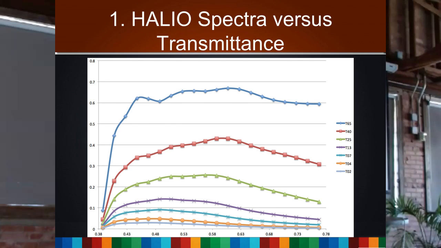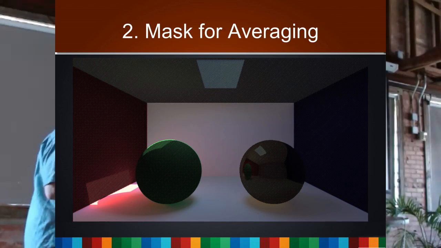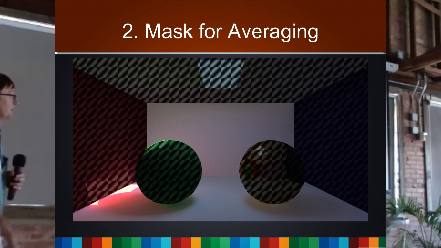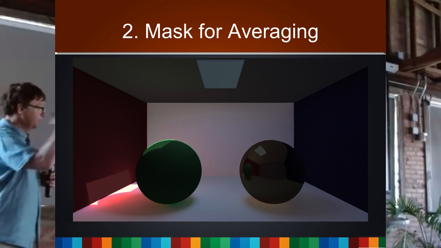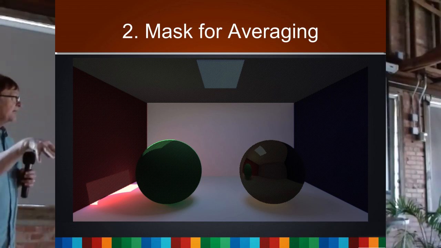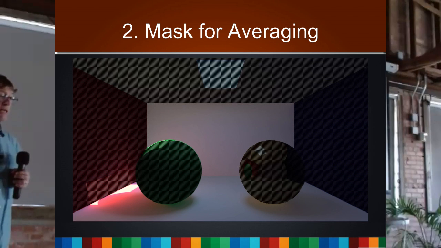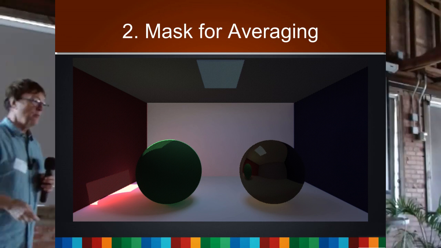So here's the heliospectra versus transmittance values. So we're plotting, these are microns, I guess. And this is a transmittance value for different target transmissions, which correspond to particular control voltages as well. And then we use a mask for averaging. So I just pick the back wall and the floor as my mask, and I'll average my luminance values over that area, and then use that to decide what control voltage, how much I want to darken the opening.